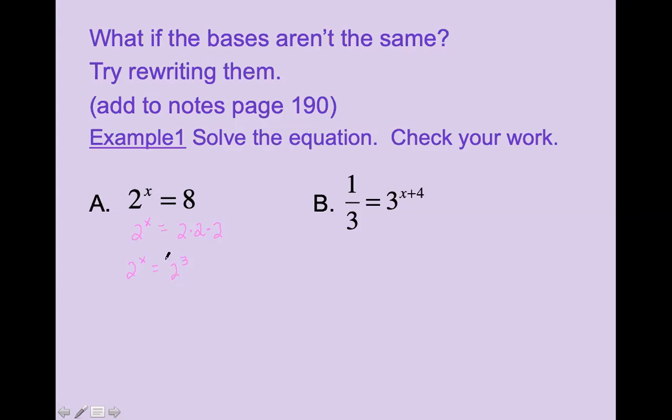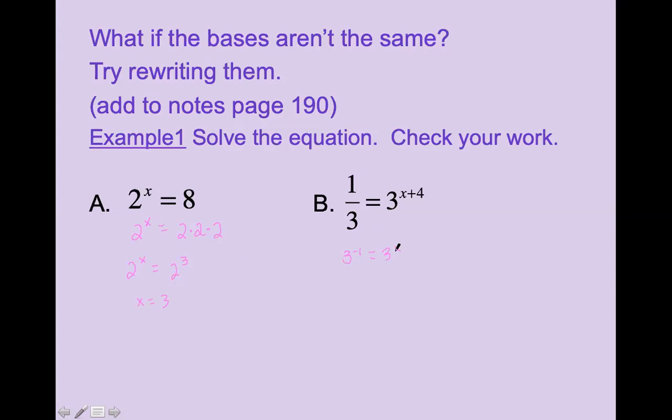Now I have the same base. I can set the exponents equal to each other, and I'd get x equals 3. All right, let's look at this one. We have a 3 here. This is close to a 3, but it's a 1/3. So I'm going to rewrite 1/3 as 3 to the -1. Remember, we can rewrite those with negative exponents by using the reciprocal.